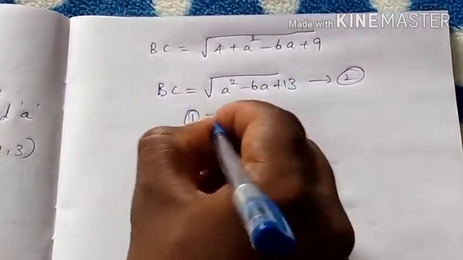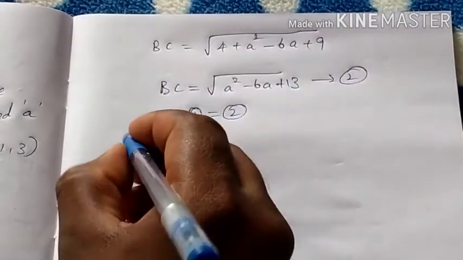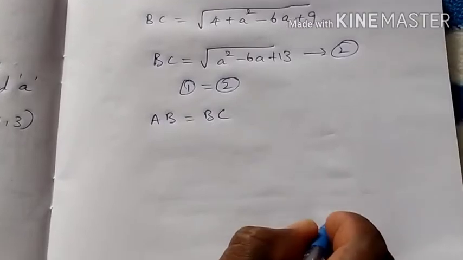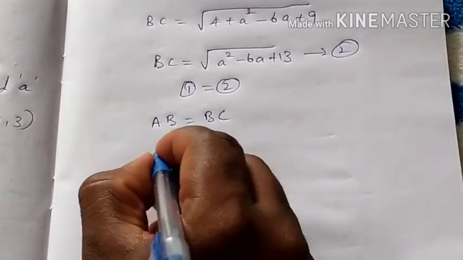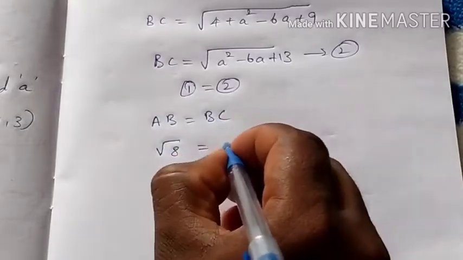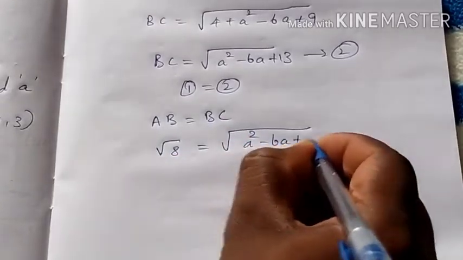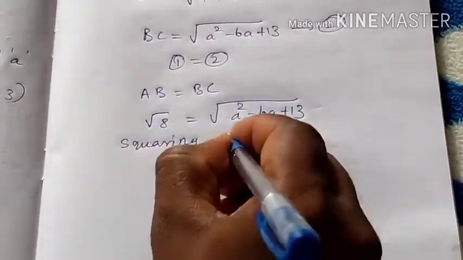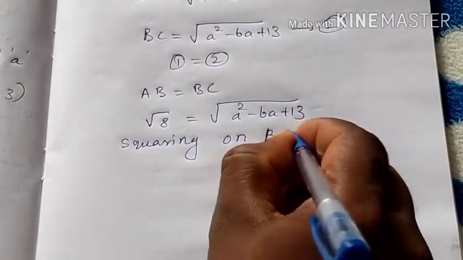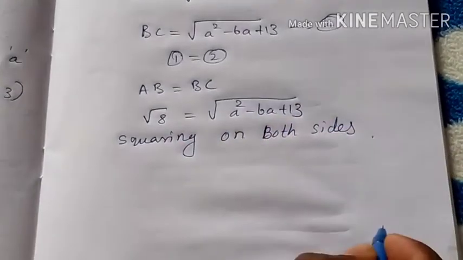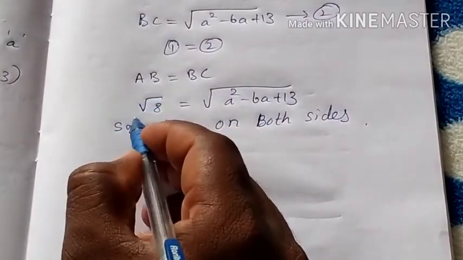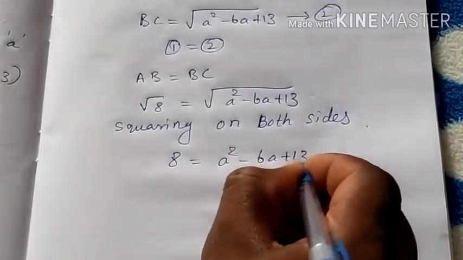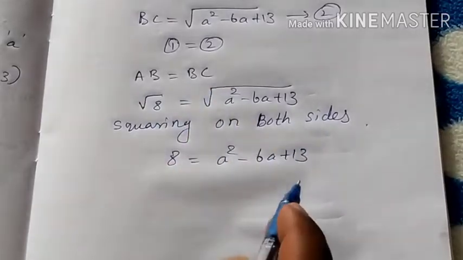So 1 is equal to 2 from the given question. So AB equals BC, this is the given condition. So AB value is root 8 and equal to BC value, which is the square root of a squared minus 6a plus 13. Squaring on both sides, the square and square root are cancelled, so remaining we get 8 equals a squared minus 6a plus 13. Square and square root are cancelled on both sides.